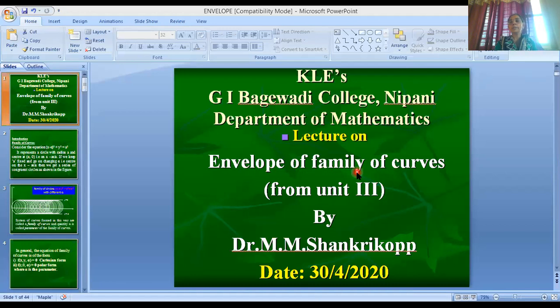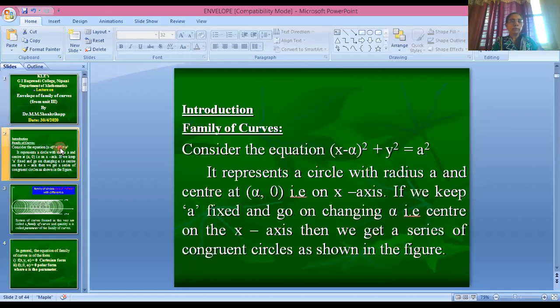I think all of you know that envelope means a cover, and if it is put inside something, it will cover that material. So in the same concept, they define envelope in mathematics. Before defining the envelope, I will take what is meant by family of curves.